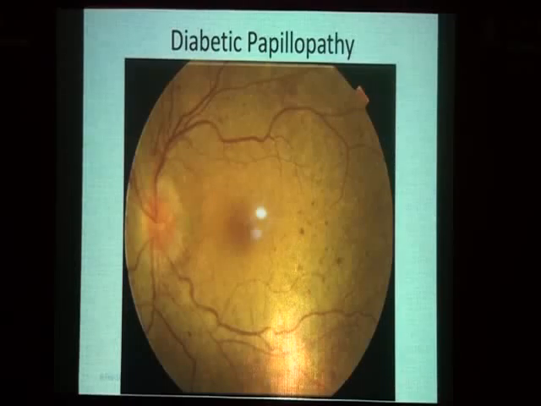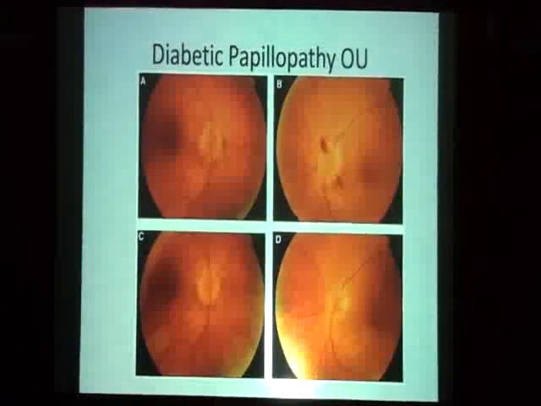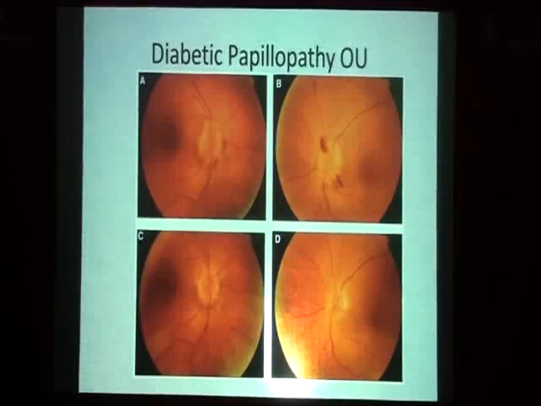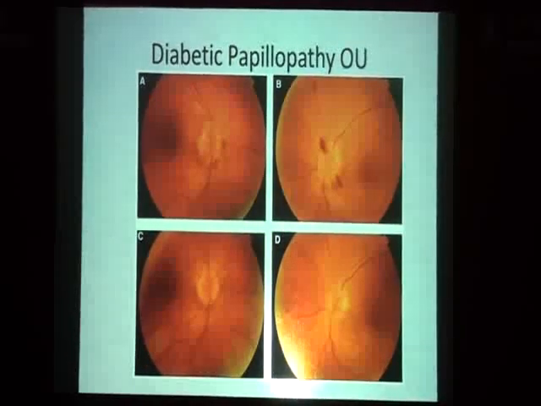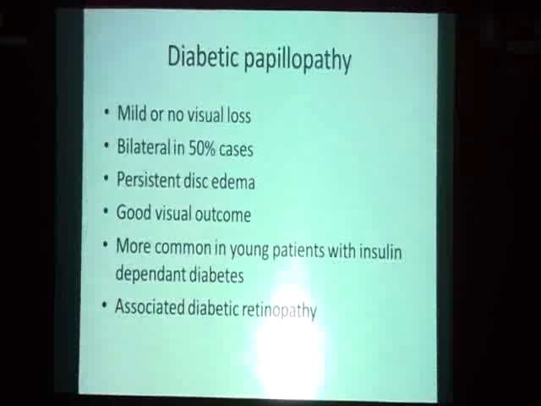Then this is another situation where you have, this is of course the left eye of the patient with disc edema, and he has these hemorrhages, and you would have other signs of diabetic retinopathy, which could be exudates, circinates, and even it could be a PDR stage. But now you see this diabetic papillopathy in both eyes, where again you have hemorrhages. You don't have very typical retinopathy in this case, but the clinical presentation is of mild or no visual loss, and it is bilateral in 50% of cases.